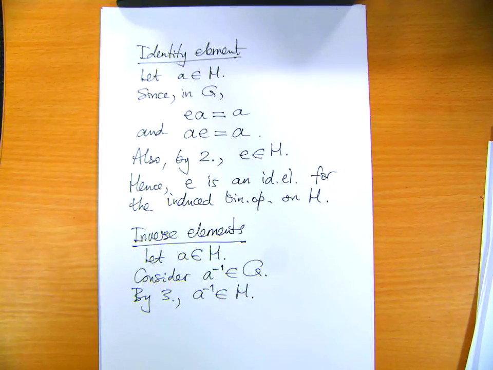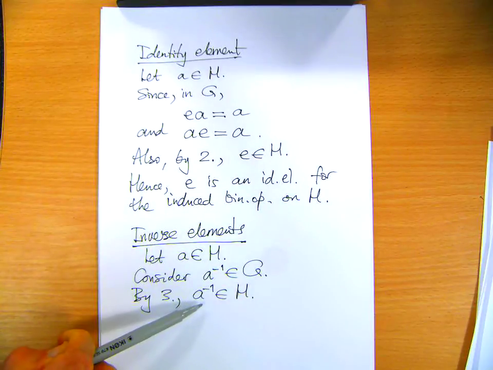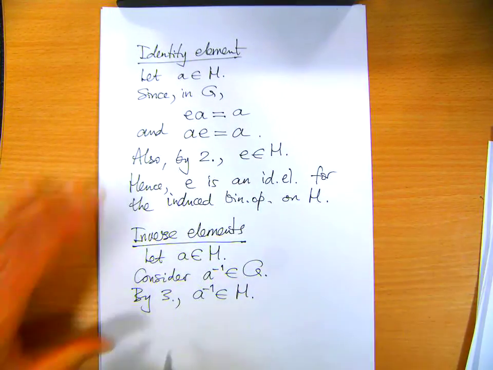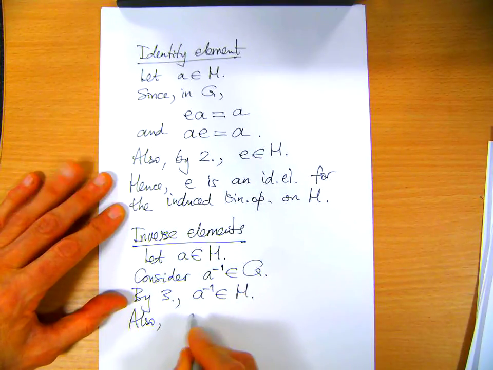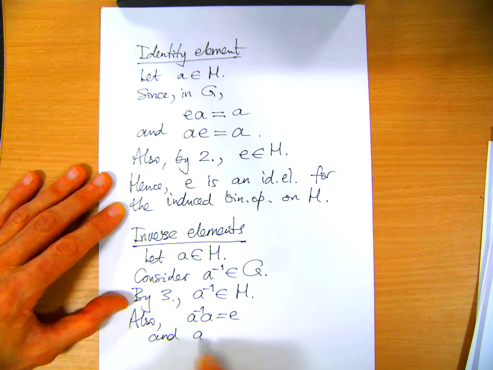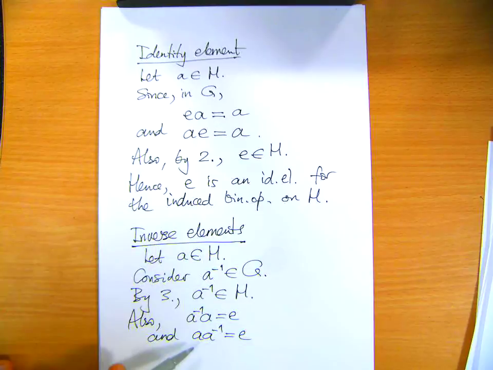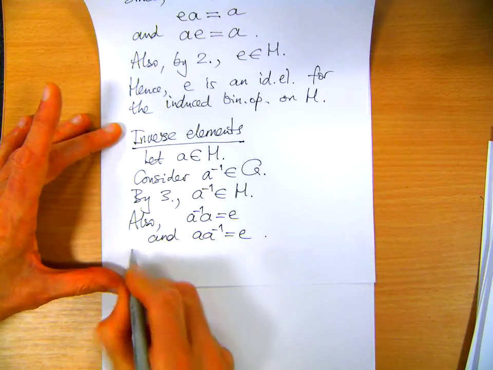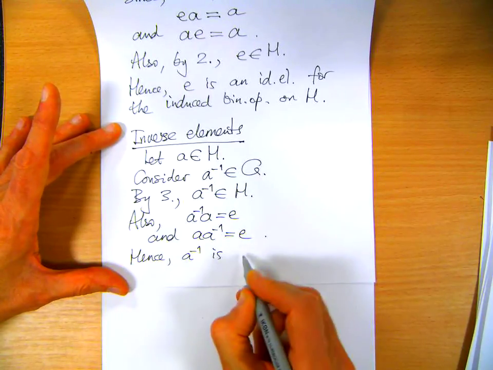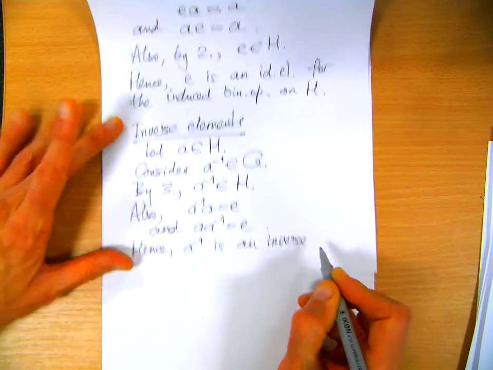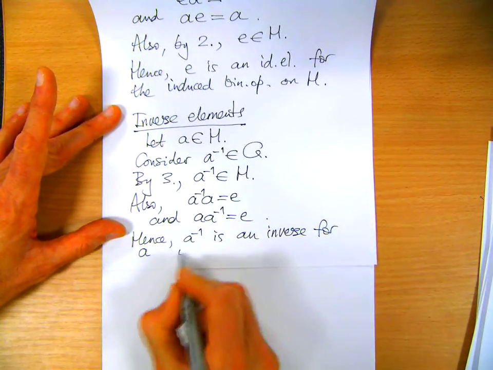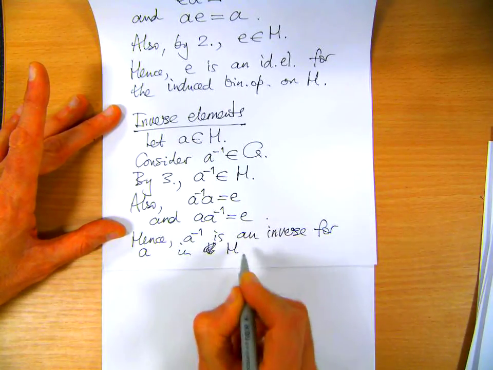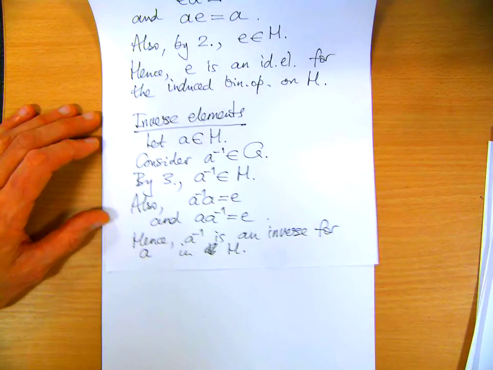So that was the condition 3. It said that for every A in big H, the inverse of A is in big H, and also of course A inverse A is E and A A inverse is E. Those are equations in big G, but we can now interpret them as equations in big H because E is in big H. That was condition 2, and so these can be interpreted in big H. So hence A inverse is an inverse, in fact the inverse, for A in the group, well, in H. Okay, so that's G3 proved.